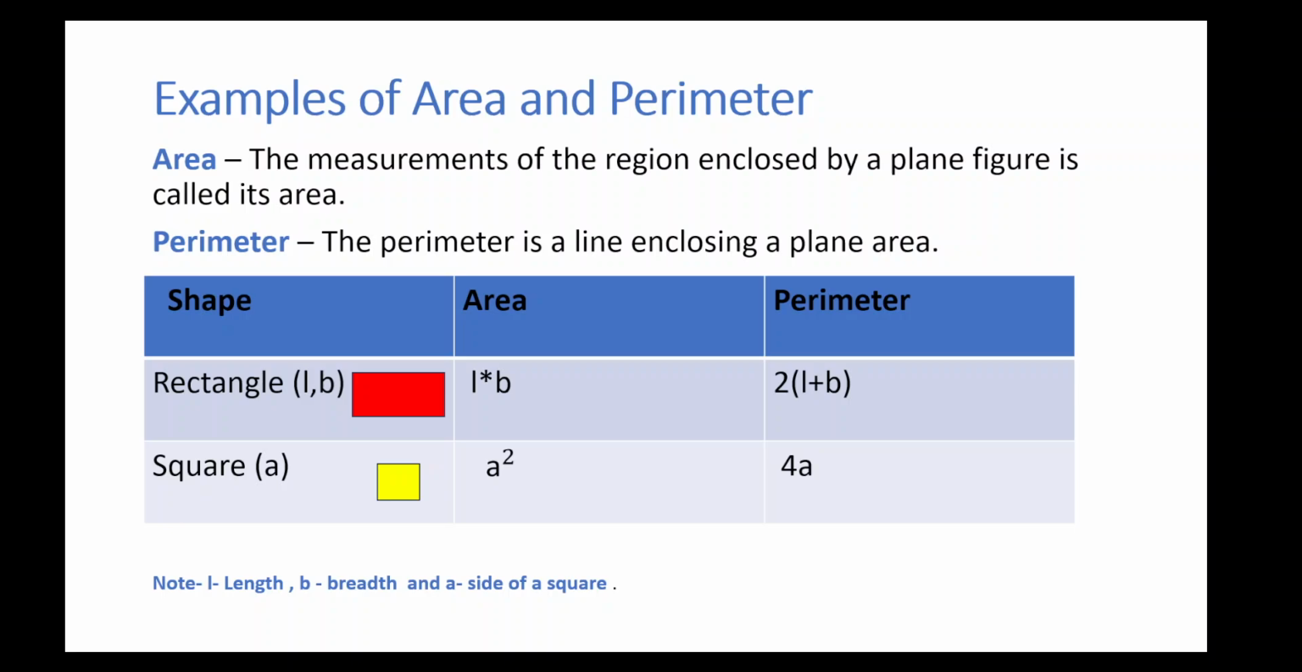Let us see examples of area and perimeter. Area: as we know the definition, the measurement of the region enclosed by a plane figure is called its area. Perimeter: the perimeter is a line enclosing a plane area. For example, if a rectangle has length L and breadth B, then area will be L into B, the product of length and breadth. Perimeter is 2 times length plus breadth. If a square has side A, then area is A square and its perimeter is 4 times the side of the square.